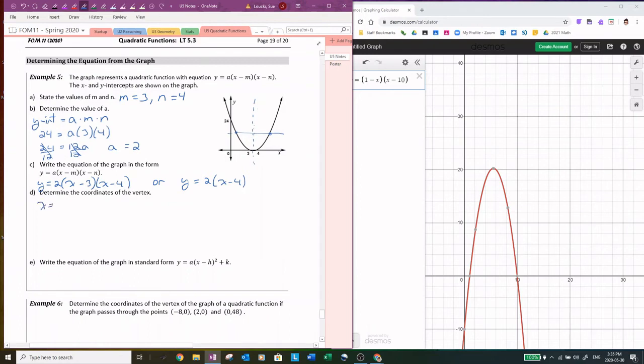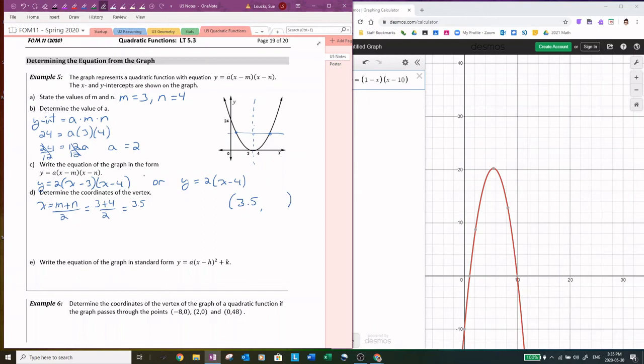So x equals (m plus n) divided by 2. It equals (3 plus 4) divided by 2, which is 3.5. So I know that that is the x value of my vertex. I just need to find the y value of my vertex. And for the y value of the vertex, I'm going to come back to this graphing idea that every point on a line is a place where the x and the y value together satisfy the equation of that line.